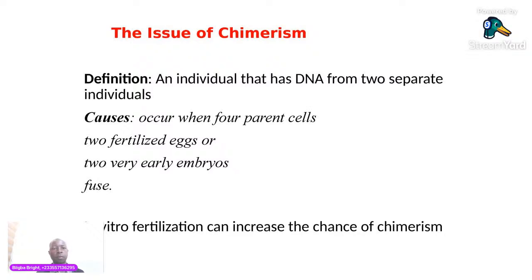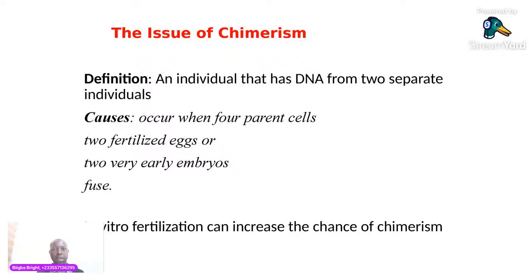And now the issue of chimerism. This issue is very, very serious in genetic analysis, and it also affects paternity test results. To those who might not know what chimerism is all about, chimerism occurs when an individual happens to have two sets of DNA. So the person will have two genes where any other organism would have one. How does it happen? It occurs when, like, four parent cells.